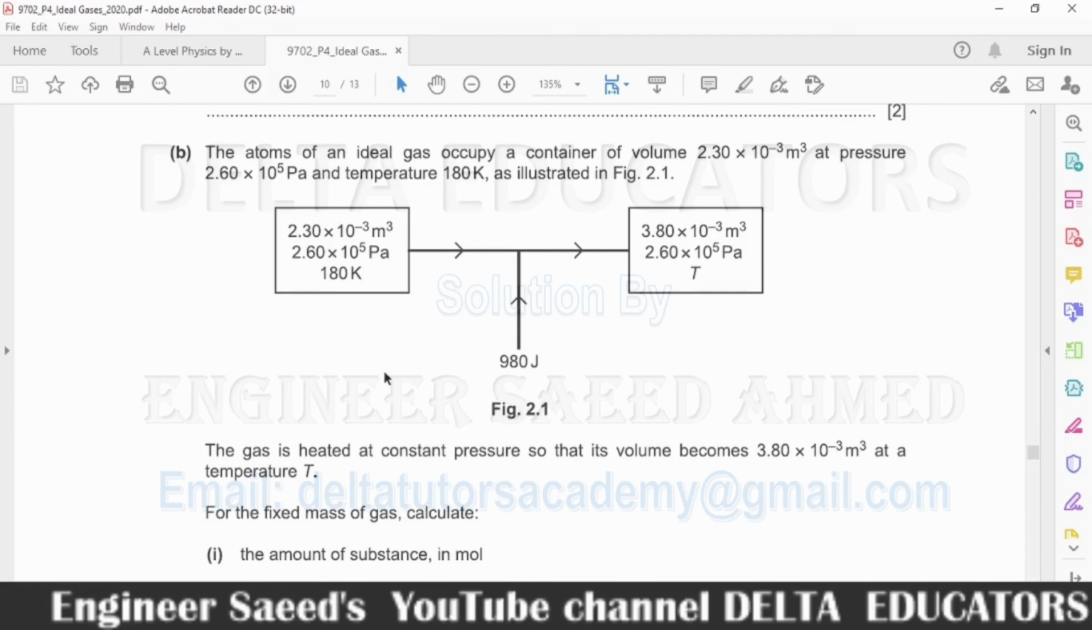Next part, part B. The atoms of an ideal gas occupy a container of volume 2.3 × 10^-3 m³ at pressure 2.60 × 10^5 Pa and temperature 180 K as illustrated in figure 2.1. The gas is heated at constant pressure so that its volume becomes 3.80 × 10^-3 m³ at a temperature T. For the fixed mass of gas, calculate the amount of substance in mole. We have to find the number of moles.